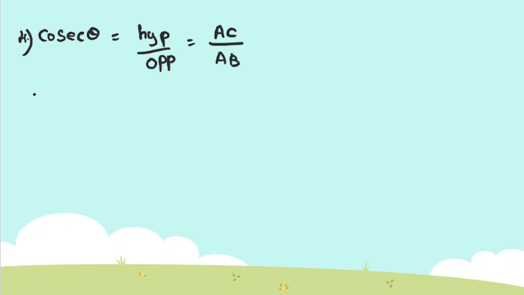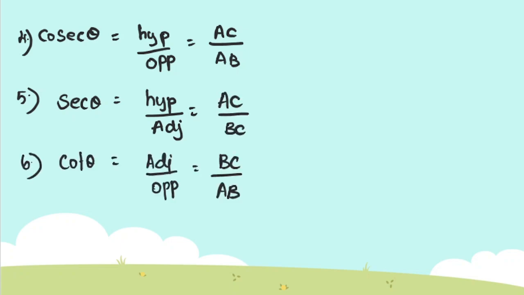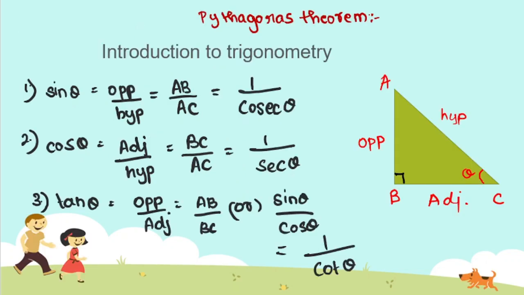Then the fifth one is sec theta. Sec theta is the reciprocal of cos theta. Then it will be hypotenuse by adjacent, right? Hypotenuse is AC and adjacent is BC. Then what is your cot theta? Cot theta is the reciprocal of tan theta, so it will be adjacent by opposite. Then it will be BC by AB, right? BC by AB.